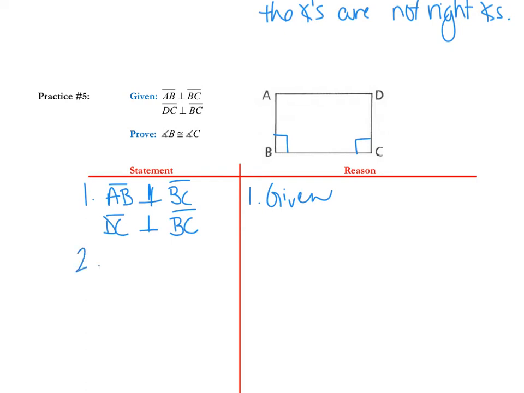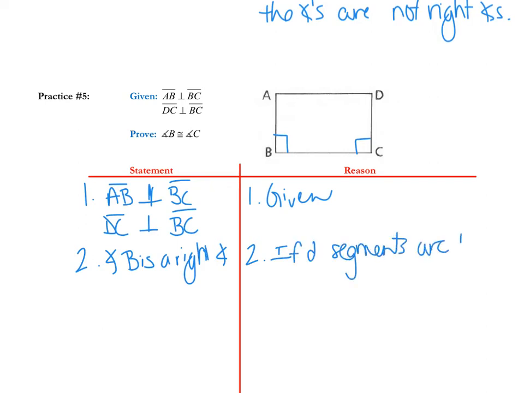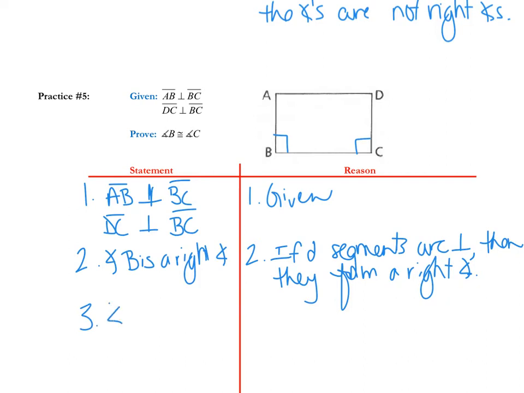Well, if two segments are perpendicular, then we know they form right angles. So we know that angle B is a right angle, because if two segments are perpendicular, then they form a right angle. Okay, and that's just using the definitions from the previous page. Well, that can also be said true about angle C. And we don't need to write this all out again. We can just say same as number 2.